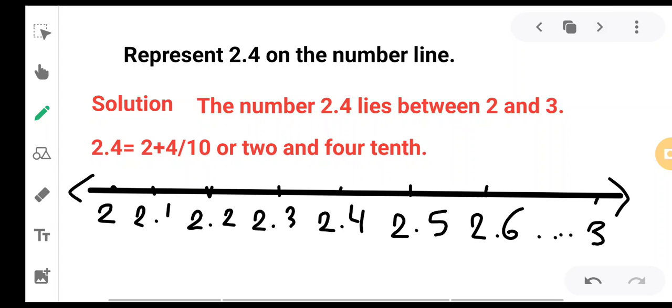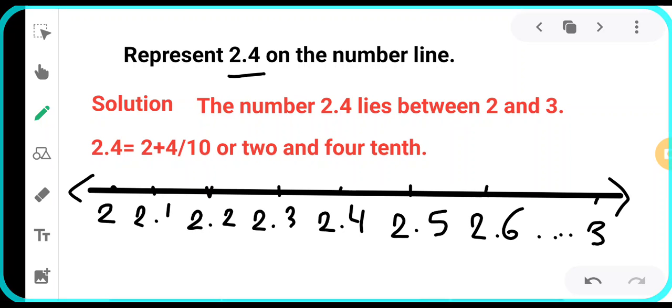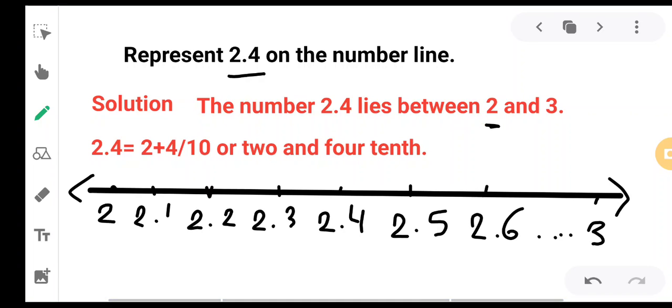Now students, we are going to represent a decimal number on a number line. As you can see, represent 2.4 on the number line. First we know that the number 2.4 lies between 2 and 3. So 2 plus 4 upon 10. So we start with 2, 2.1, 2.2, 2.3, 2.4, because 4 upon 10. So you can see how to represent a decimal number on a number line.